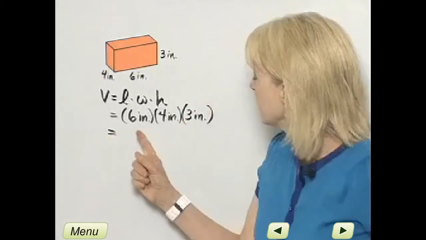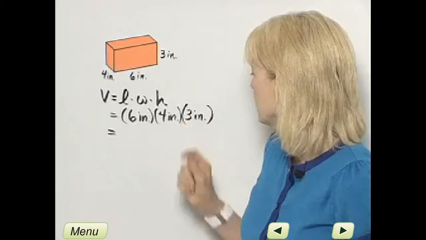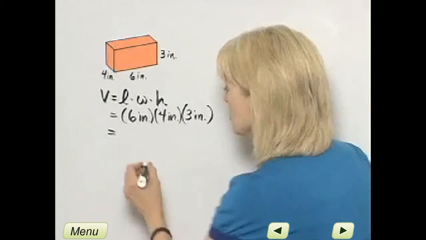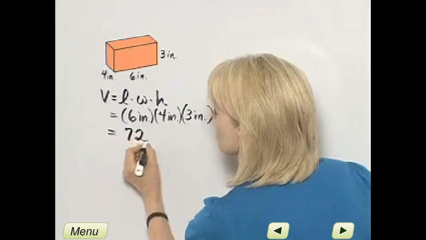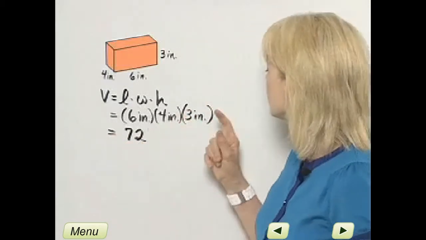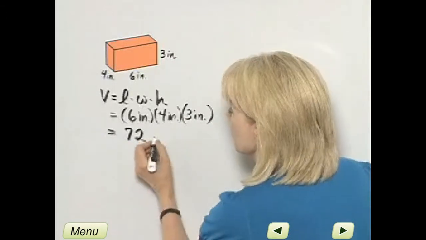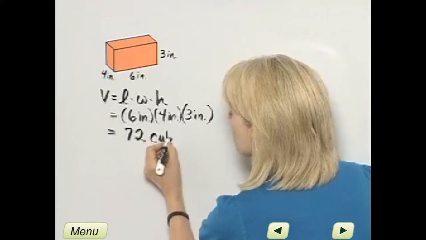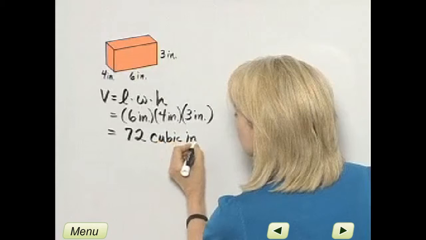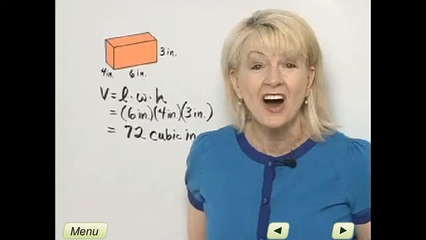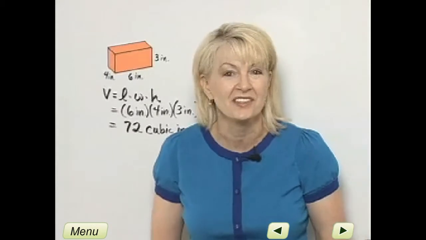And then you multiply. 6 times 4 is 24. 24 times 3 is 72. So this is 72. And then inches times inches times inches, that's where we get cubic inches. So that's 72 cubic inches. That is the volume of this rectangular solid.